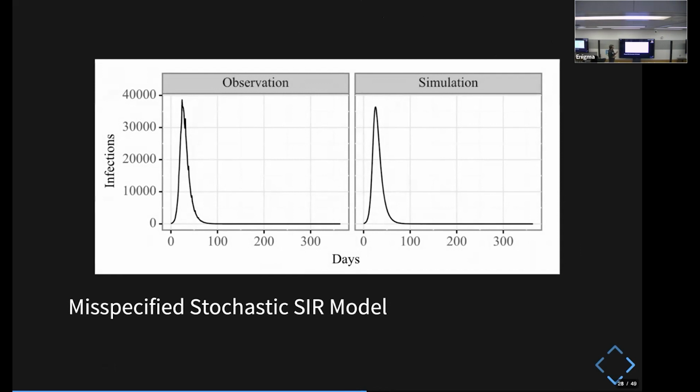So the reason why I like this so much, it's very difficult to see here, but what we did is we took a stochastic susceptible-infected-recovered SIR model, and we simulated it, and it would look like this. This is the number of infections. You get this one peak and then it goes down. But that's not how real data usually works.